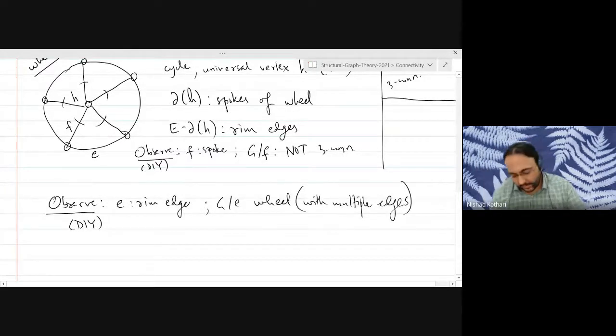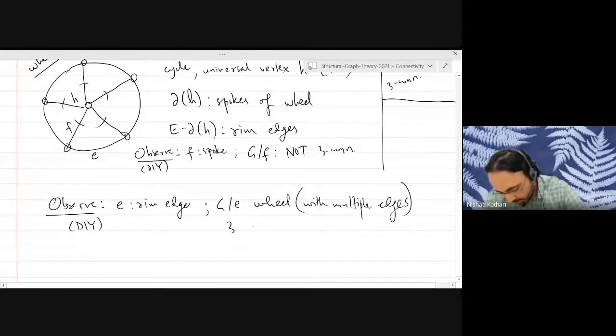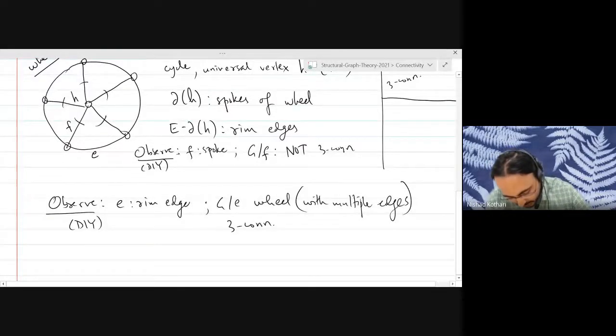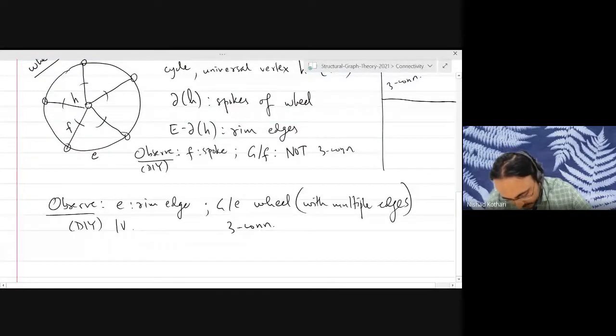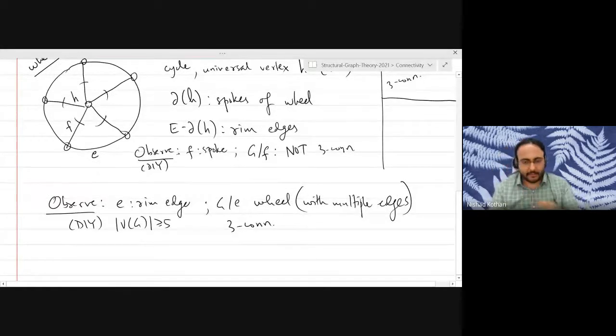So you get a 3 connected graph because wheels are 3 connected. There is a small assumption you need to make. The graph has at least 5 vertices because otherwise you have K4, and in the case of K4 you will not get a 3 connected graph. Okay, but we don't care about K4. So we are looking at a wheel on at least 5 vertices, and now you will get a smaller wheel with multiple edges, but in this case the graph is 3 connected because it is a wheel.